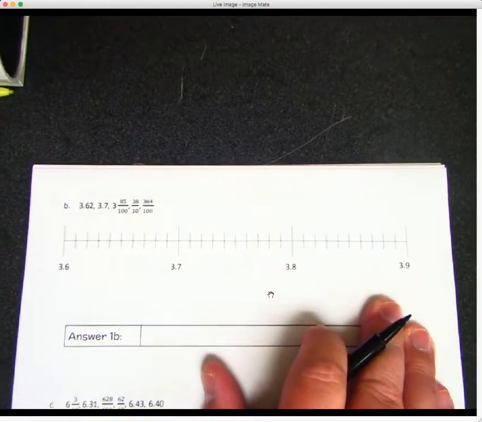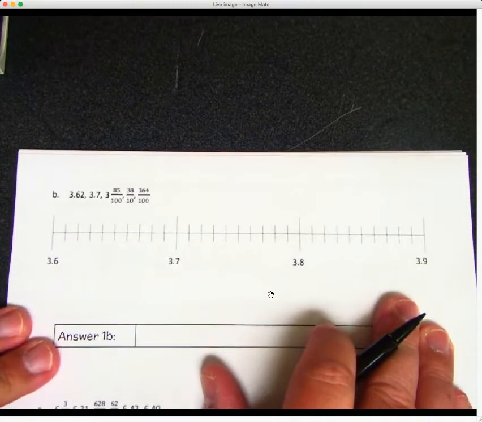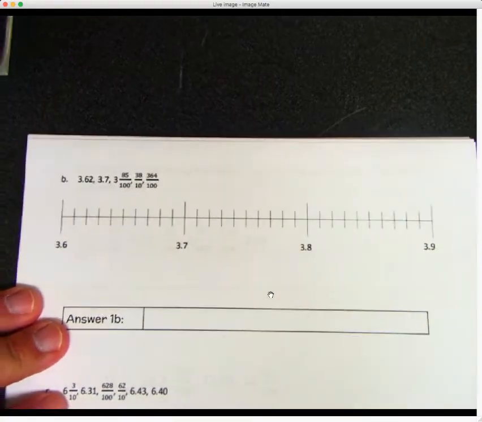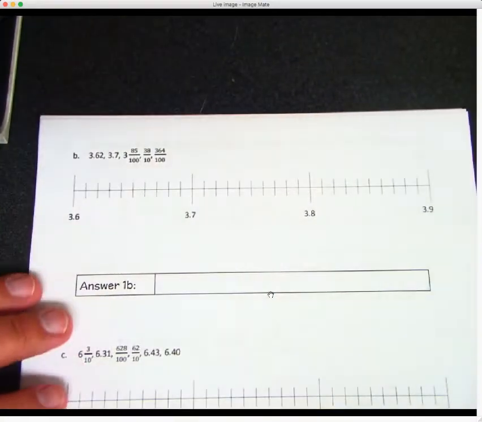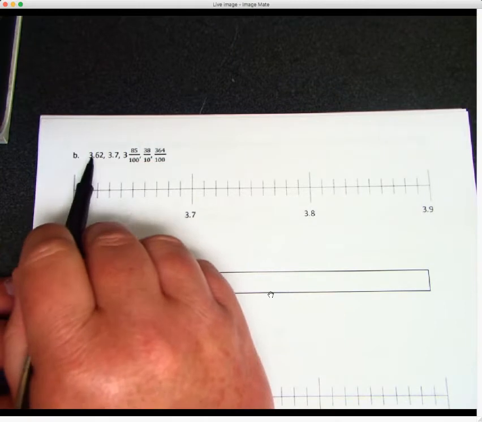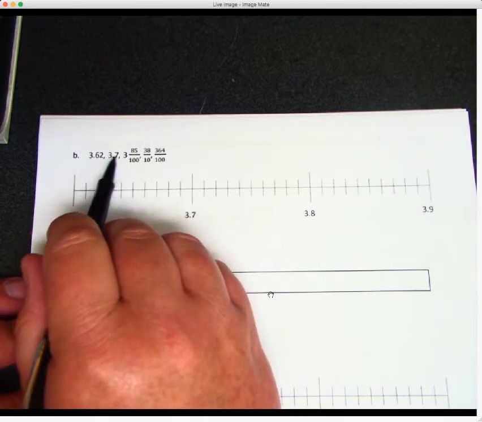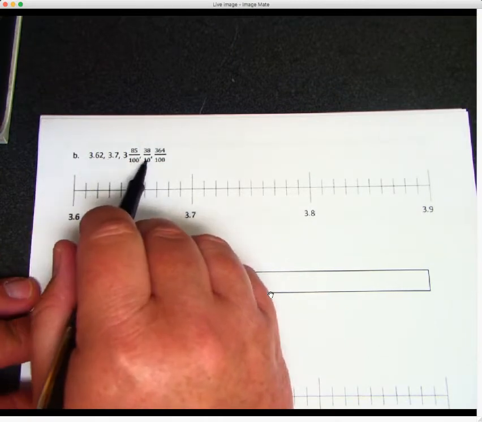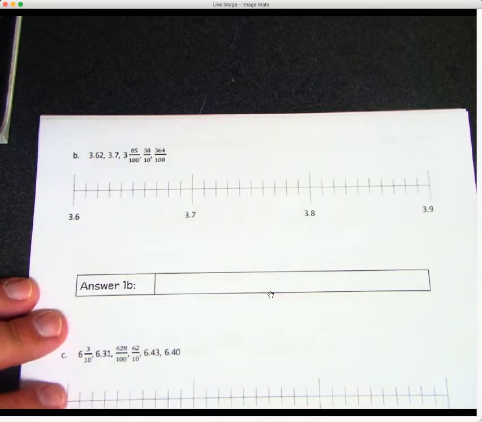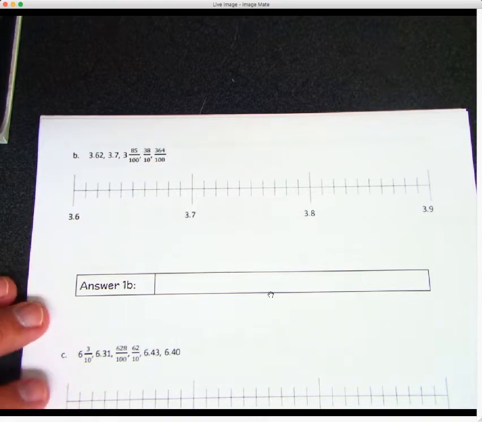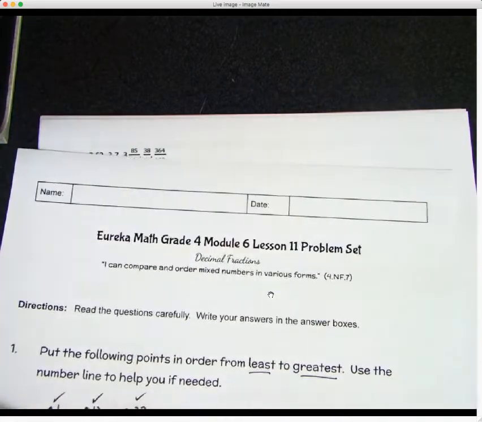Now, these are some mixed numbers this time, so let's take a look at these. Let's scoot this back a little bit here. All right, so I have 3 whole number, 3 whole number, 3 whole number, no whole number, no whole number. Okay, so if I have no whole number, that means it's 0 there, right? So that's going to be my smallest ones. Remember, we're writing these from least to greatest.